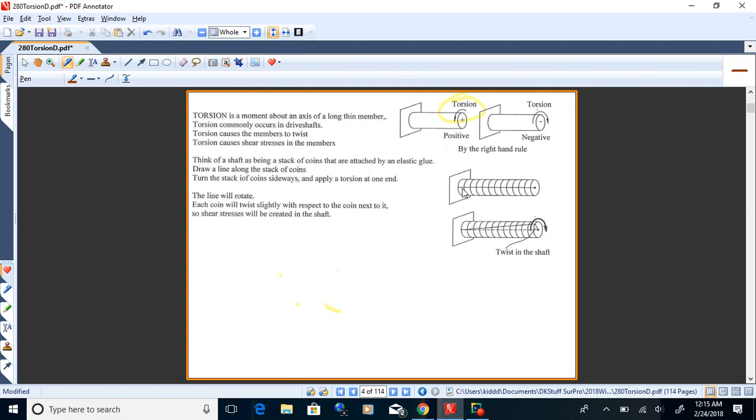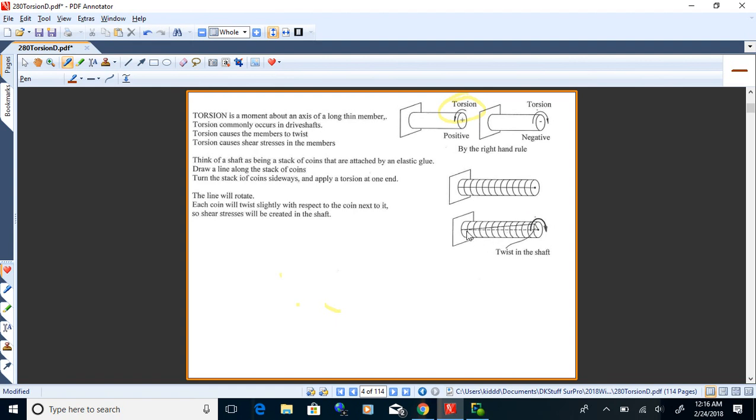So if you think of a shaft as being a series of coins stacked up and then turned sideways, let's draw a horizontal line along the center of the coins. Let's apply a torsion shown there in black. What'll happen is, let's take these coins and glue them together with an elastic glue that will allow each coin to move a little bit with the one next to it. When we apply this torsion, what's going to happen to this horizontal line is it'll kind of turn into a diagonal line as each one of those coins twists a little bit.